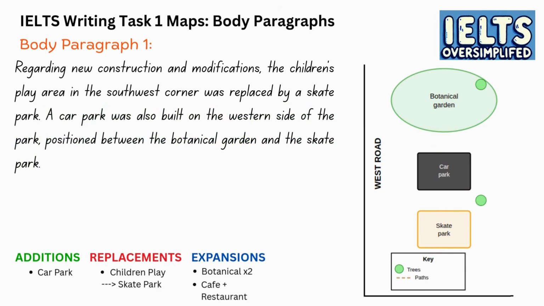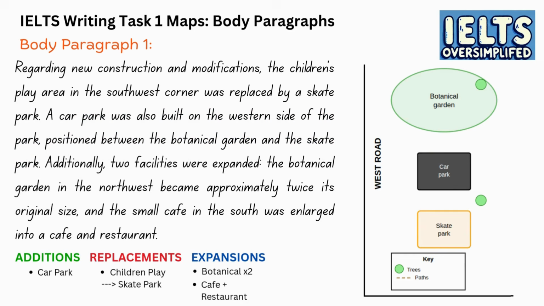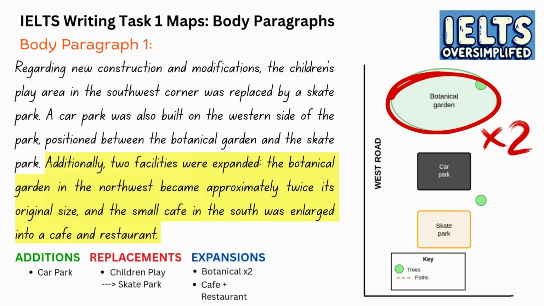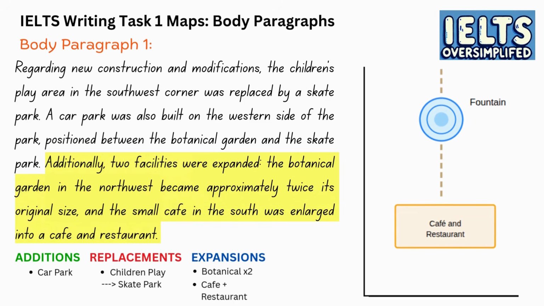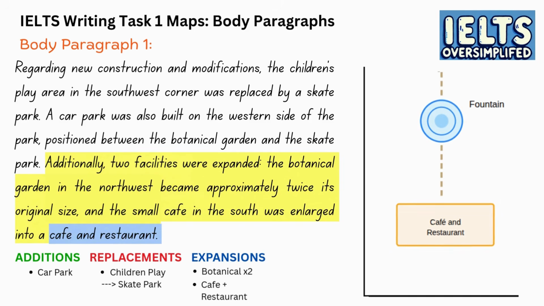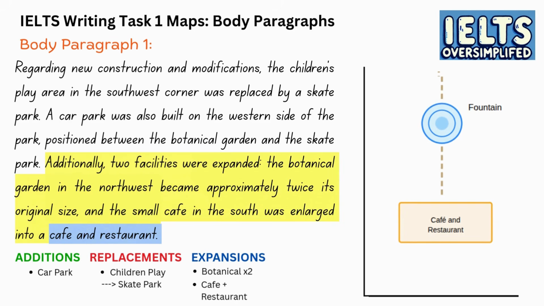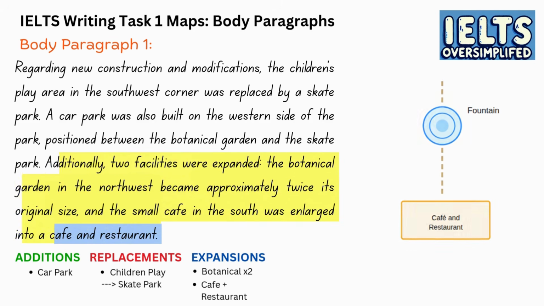Okay, now I'll describe the expansions. Additionally, 2 facilities were expanded. The botanical garden in the northwest became approximately twice its original size, and the small cafe in the south was enlarged into a cafe and restaurant. Notice I said cafe and restaurant, not just restaurant. This makes it very clear that the cafe was expanded, not completely replaced. The cafe is still there. It just got bigger, and now includes a restaurant as well.